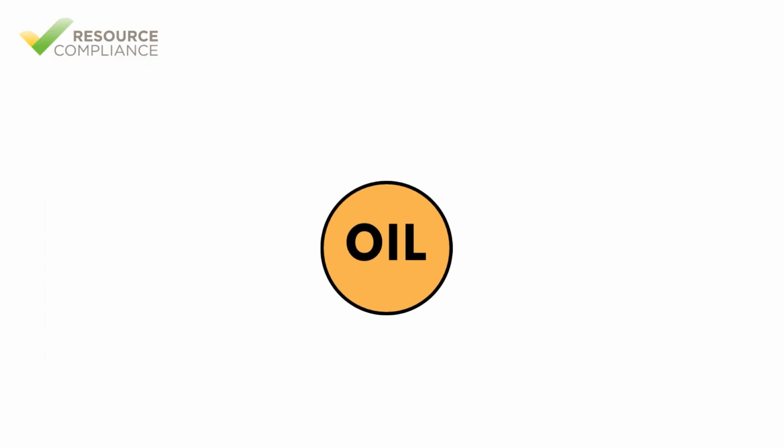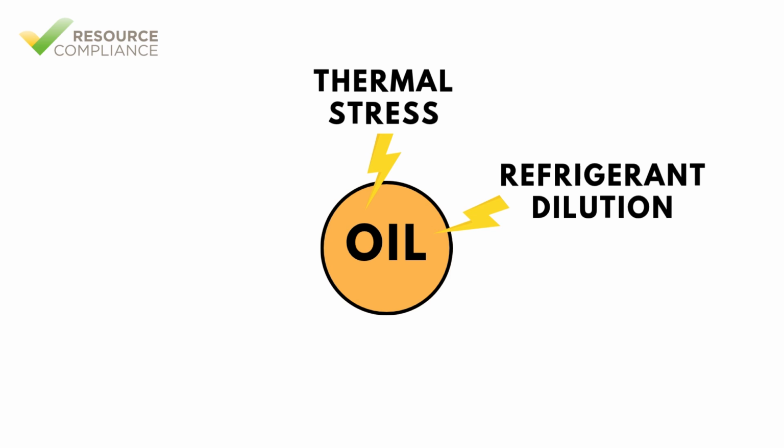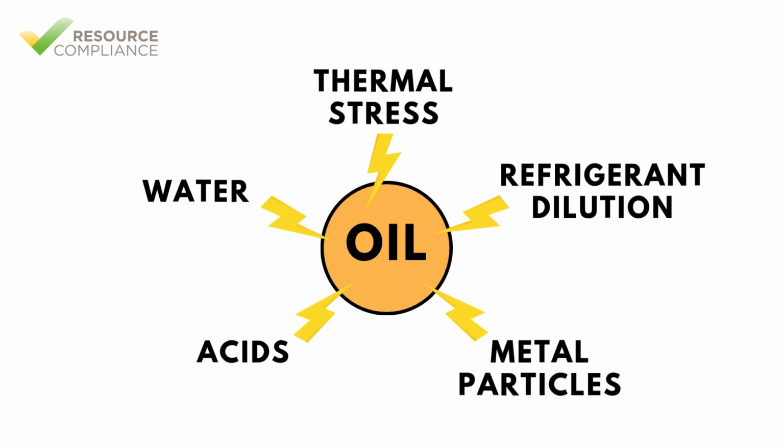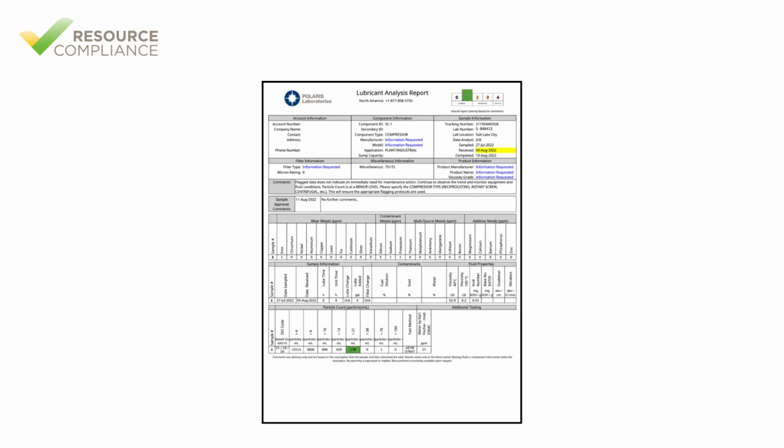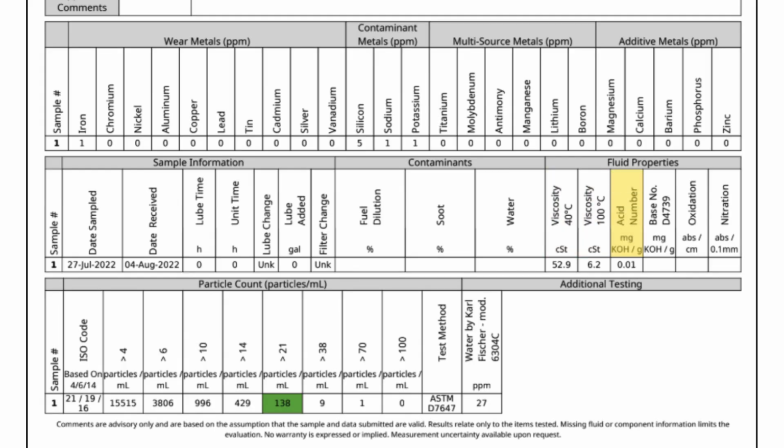Over time, however, oil can degrade due to thermal stress, refrigerant dilution, or contamination from water, acids, or metal particles. These changes may not be visibly obvious, which is why routine laboratory analysis is used to evaluate the oil's physical and chemical properties. Parameters such as viscosity, total acid number or TAN, moisture content, refrigerant concentration, and metal content help maintenance teams determine whether the oil is still fit for service or if corrective actions are needed.